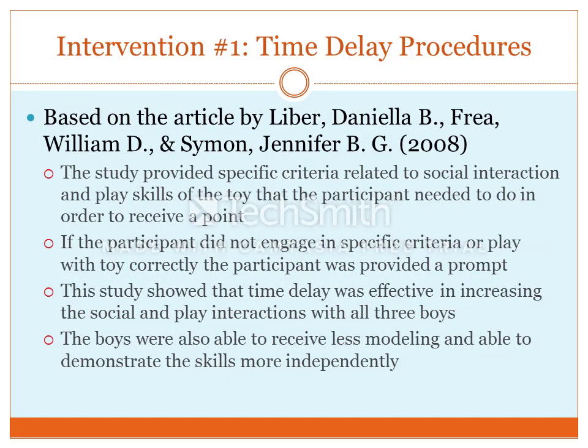The study provided specific criteria that was laid out to score the boys in social interaction and play skills, what the participants needed to do in order to receive a point. So if the boys did something, they received a point. The criteria that the participants needed to meet was to use the peer's name when requesting items, turn their shoulders or face towards the peer, and make a statement, request, or ask a question of the peer. If the participant did not engage in this criteria or play with the toy correctly, the participant was provided a prompt, and then with the time delay, they would echo the prompt to the other peer pal.